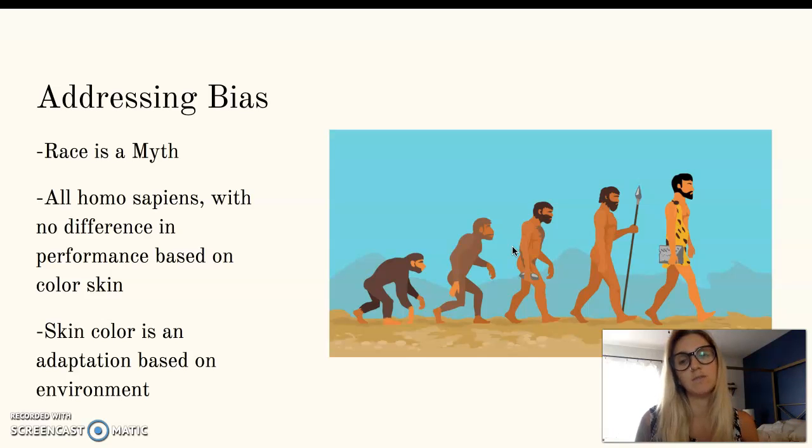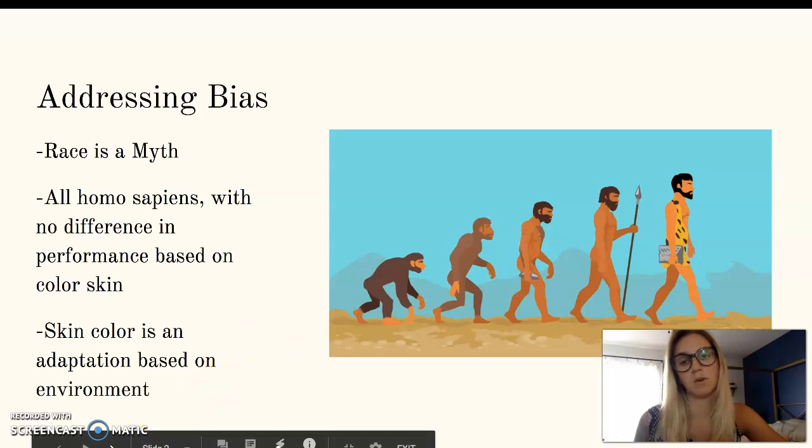That any achievement gap that we discuss is based on social conditions that have been created, and that really skin color is an adaptation that is formed based on environment throughout Homo sapiens' time on Earth. So knowing the history of that, acknowledging how the human race has developed throughout time, and that any achievement gap has been constructed through our own society and not one's abilities.